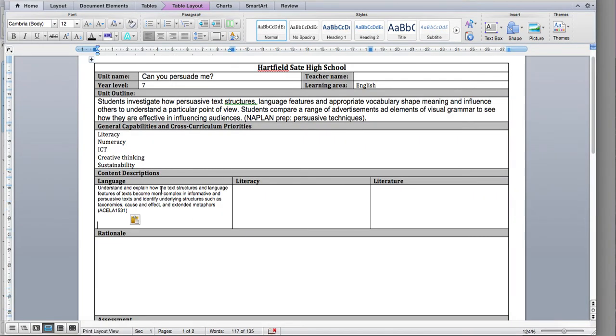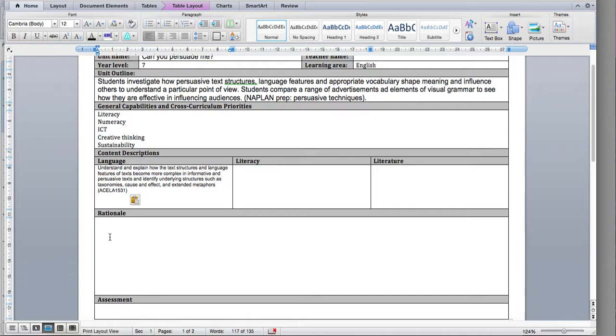Okay. Now you can't possibly teach every content descriptor that's in the curriculum in one unit. You will focus on some more than others in a unit, but I would expect to see around about 5 in each strand. So a total of around about 15 content descriptions in one unit plan, around about 5 in each. I'll come back to the rationale later.